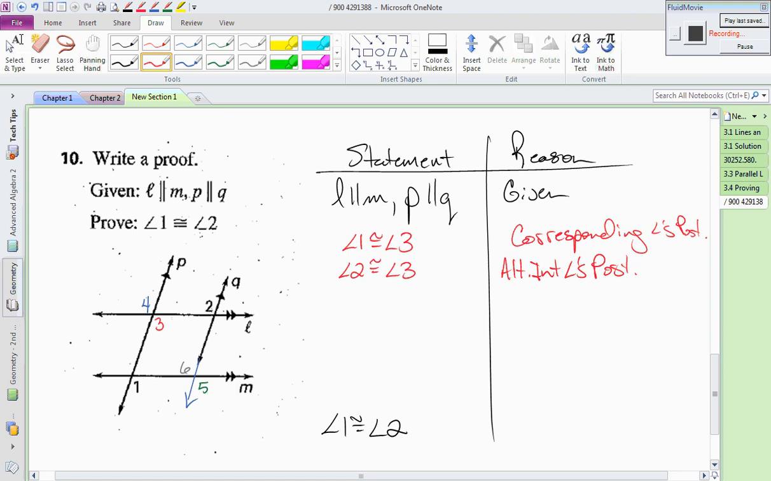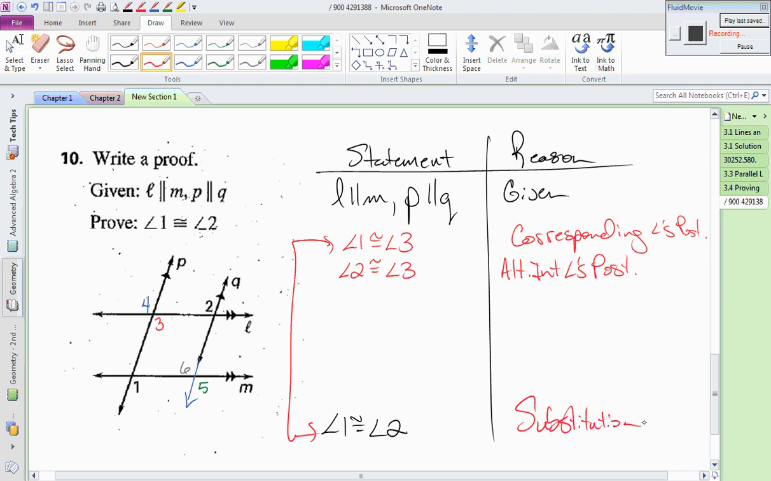And then to prove that angle 1 is congruent to angle 2, I can use this statement, angle 1 is congruent to, but instead of putting angle 3, I can substitute angle 2 because they're congruent. Let me just take this and drop it all the way down in here. And that is true by substitution.